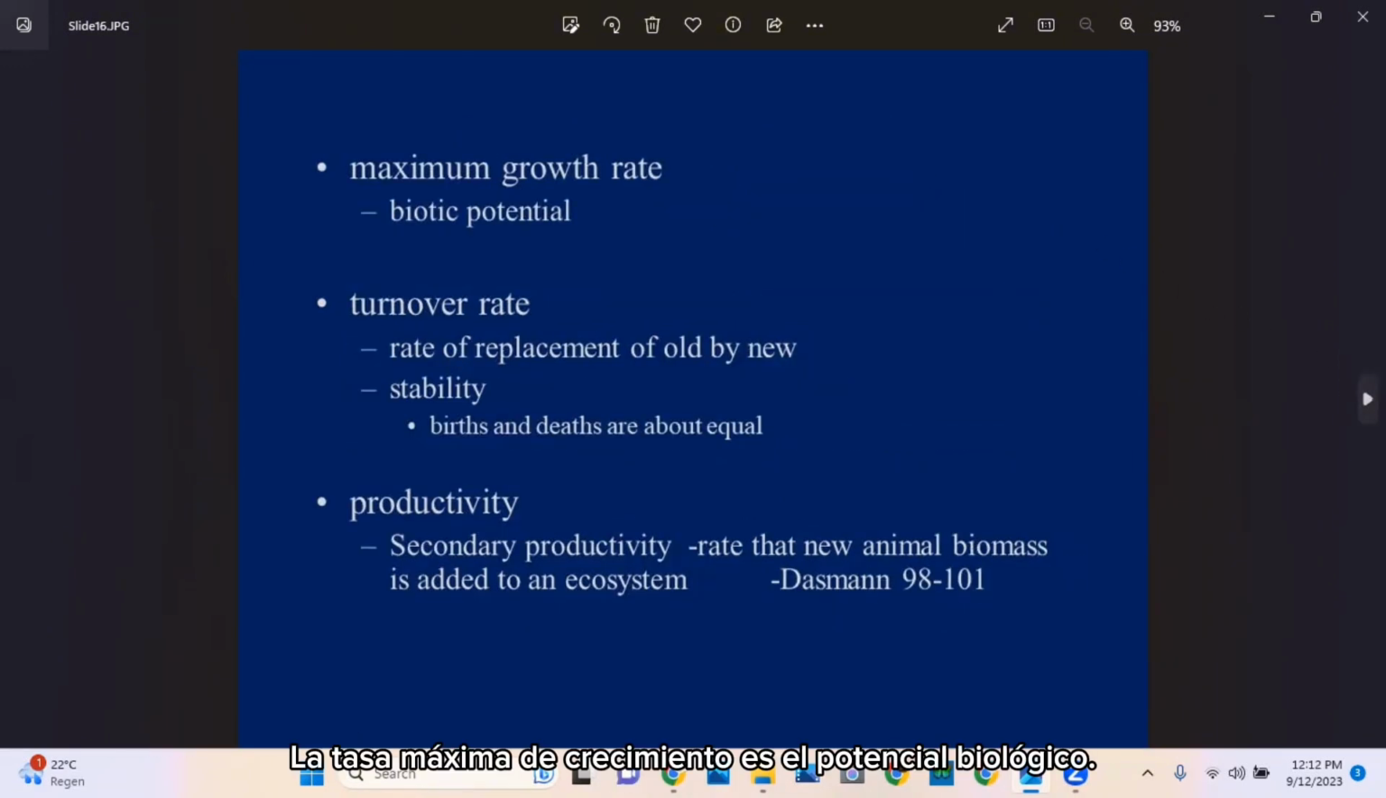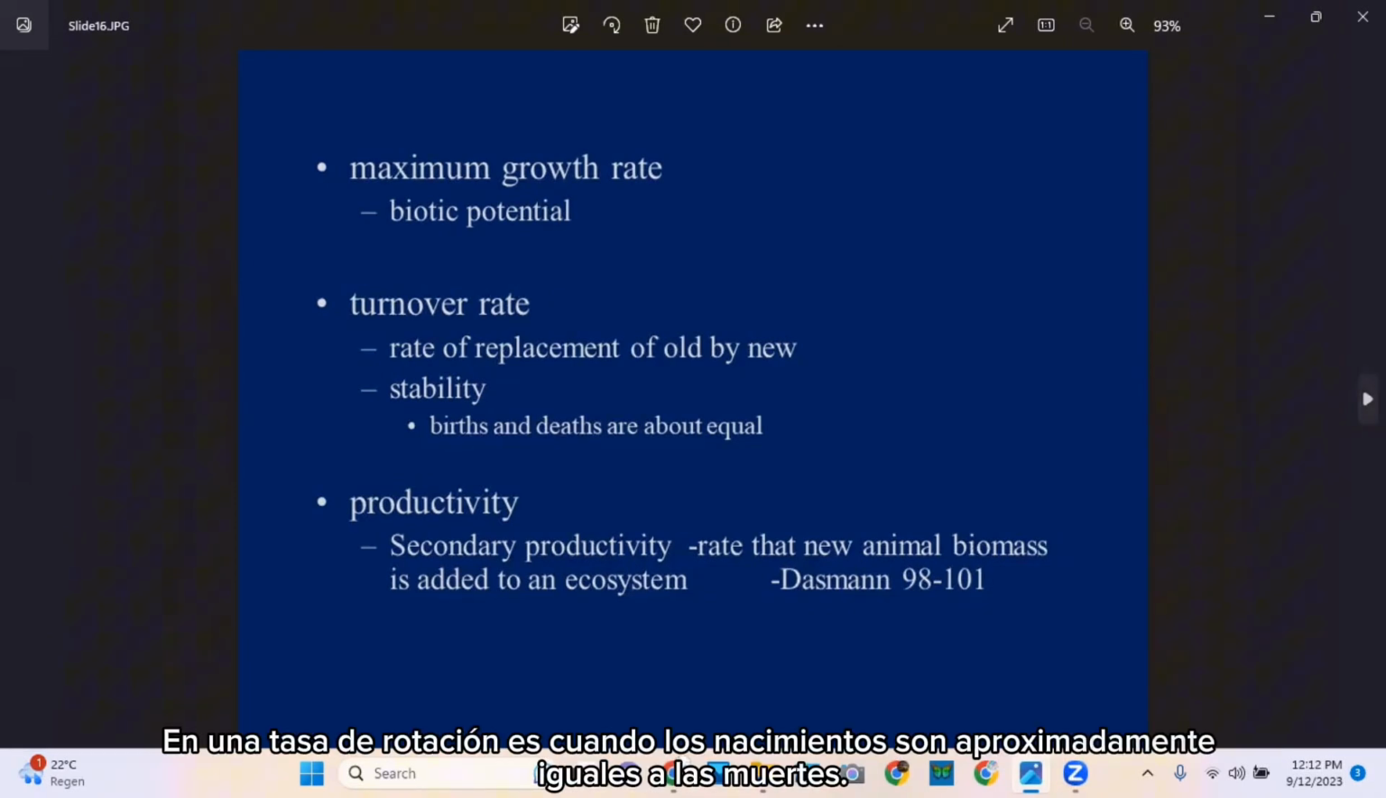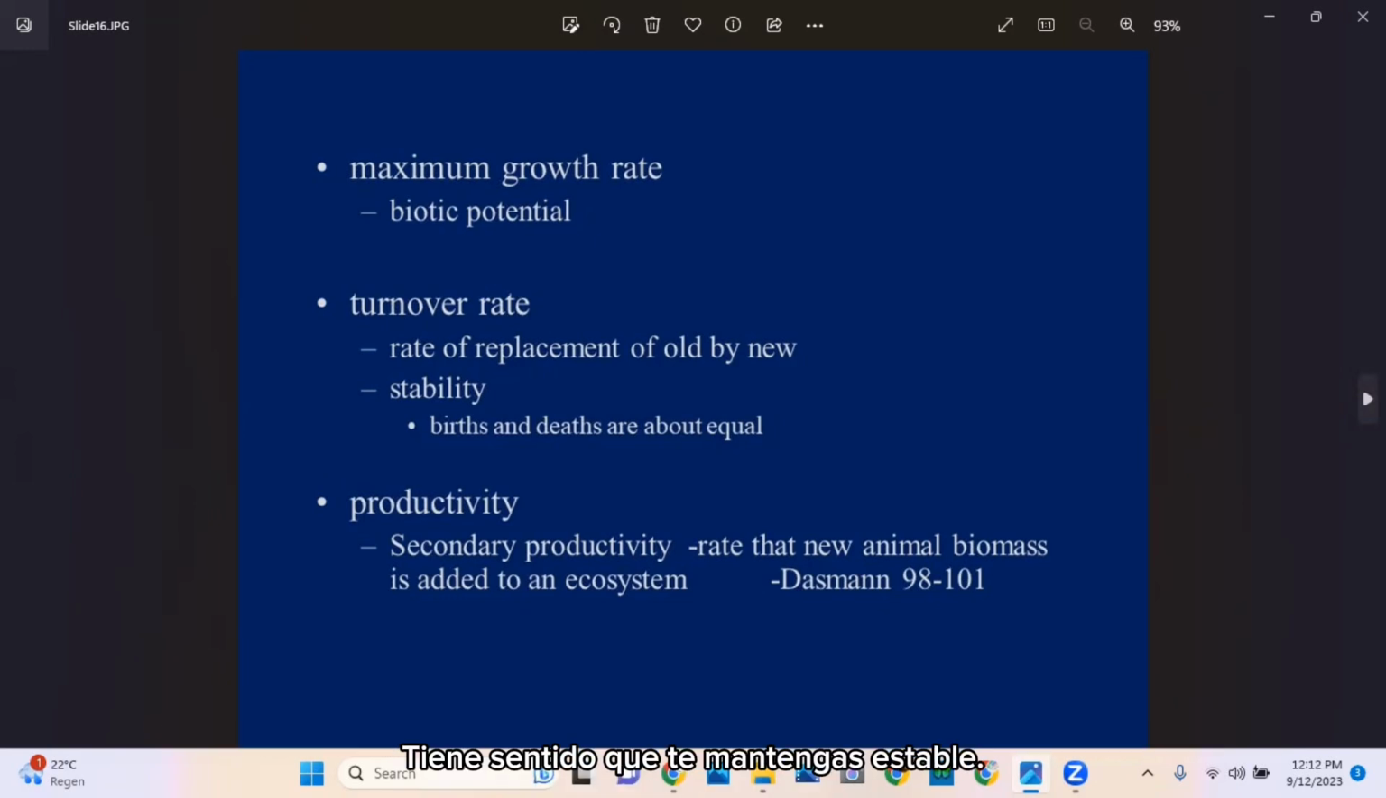Maximum growth rate is the biological potential. How fast can the animals grow? The turnover rate is the replacement of old by young, or death by birth. Stability in a turnover rate is when the births are about equal to the deaths. That makes sense. You're staying stable.